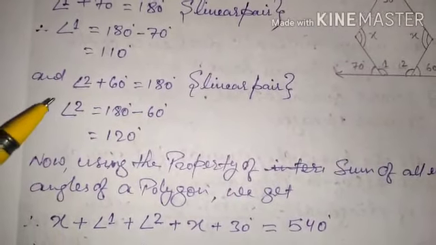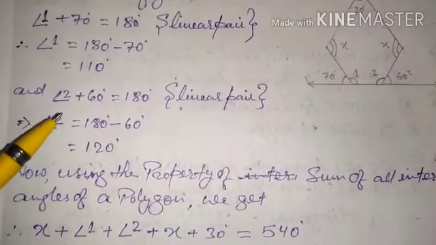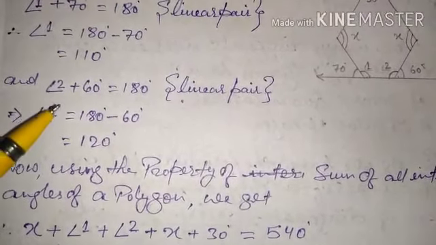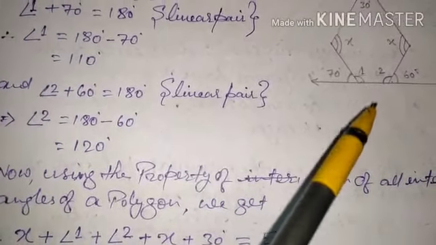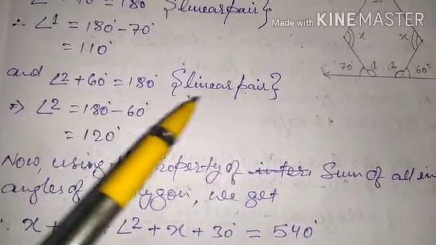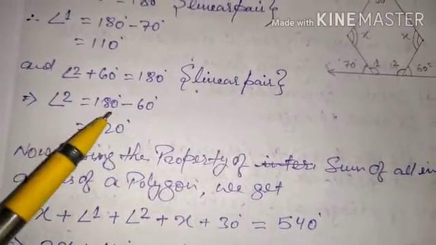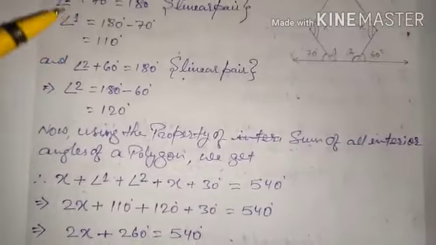Similarly I have done it over here also, and I don't think I have to remind you about the linear pair because you have already studied it in class 7, so I'm not going through this. So angle 2 plus 60, from this figure, is again equal to 180 degrees, linear pair. So angle 2 is equal to 180 minus 60, that is 120 degrees. Now you have got these two angles.